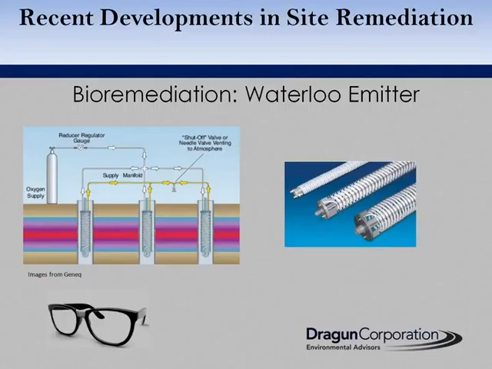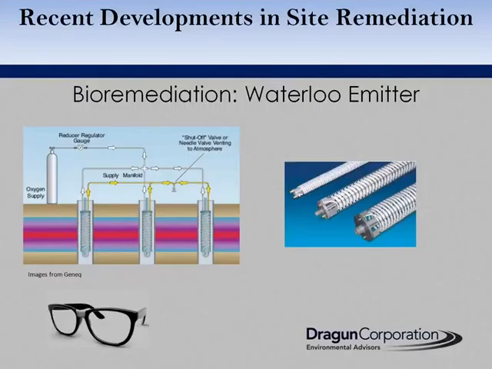Emitters are fed by compressed air or pressurized oxygen. Although our experience dictates that pressurized oxygen works best in high concentration plumes, you can also use compressed air, which is a cheaper option if you have a low concentration plume that you're just trying to use some polishing techniques on to get to the end of your remediation program.